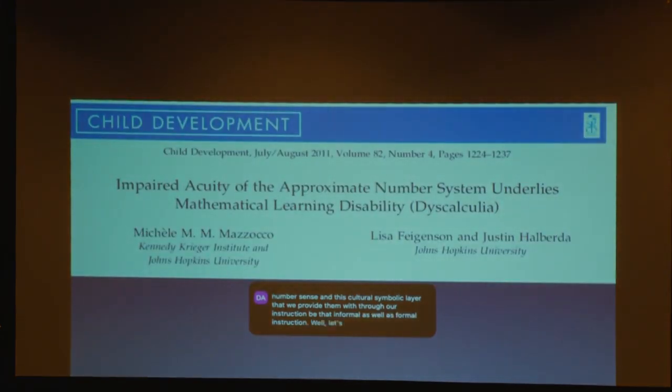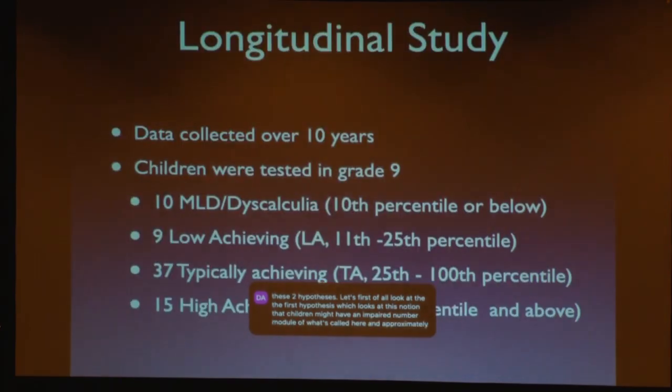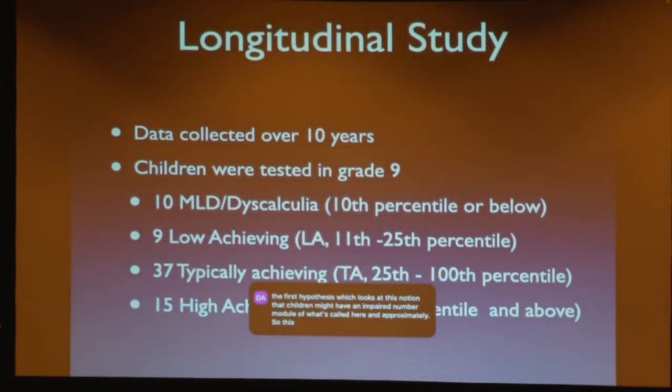Well, let's look at the evidence for these two hypotheses. Let's first look at the first hypothesis, which is this notion that children might have an impaired number module, or what's called here an approximate number system. So in this study by Michele Mazzocco and colleagues, they used a longitudinal study where children had participated over 10 years, an impressive longitudinal study. And children were at this point in grade 9. And looking back at their math scores, you could identify 4 groups of children.